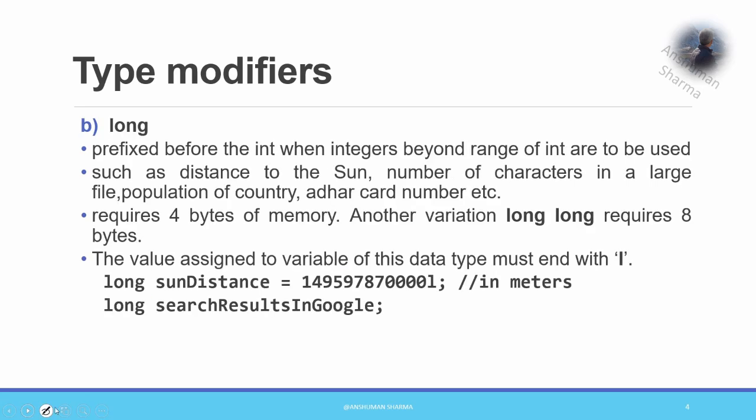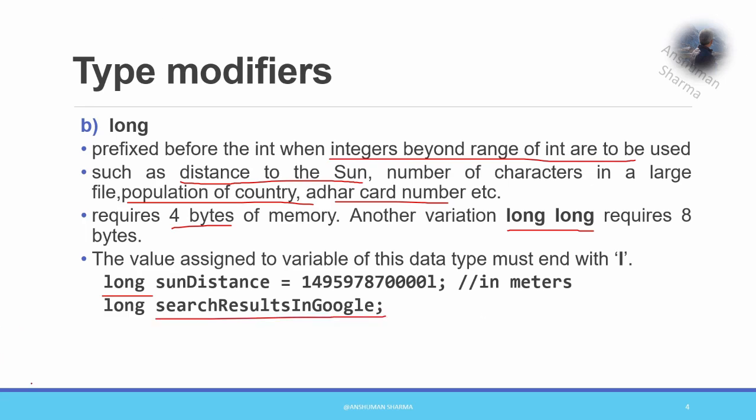So the long modifier can also be added when integers beyond the range of int are used. For example, if you have to store a variable for distance to the sun, or some very large number of characters in a large file, population of a country, Aadhaar card number, all these values have to be stored, then in that case we'll prefer long int, and 4 bytes are normally used. And another variation available nowadays with modern compilers is the long long data type. So you can see over here long long, and a search results count in Google is a variable that I can declare.